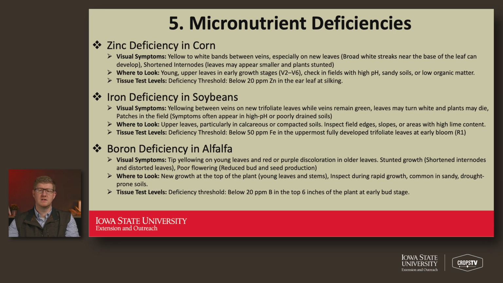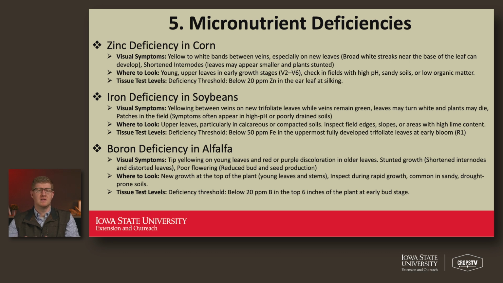It's an immobile nutrient, so it's going to show up on the new leaves first, so towards the top of the plant. You can also end up with broad white streaks near the base of the leaf. And you can also have shortened internodes, so the leaves may appear smaller and the plants may appear a little bit shorter. So, as I mentioned, you're going to look towards the top of the plant. It's likely going to rear its head earlier in the year, so in the 2 to 6 leaf stage. It's common in fields with high pH or sandy soils, also where you may have low organic matter.